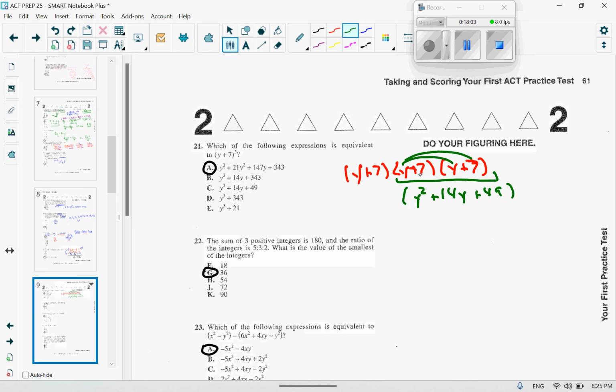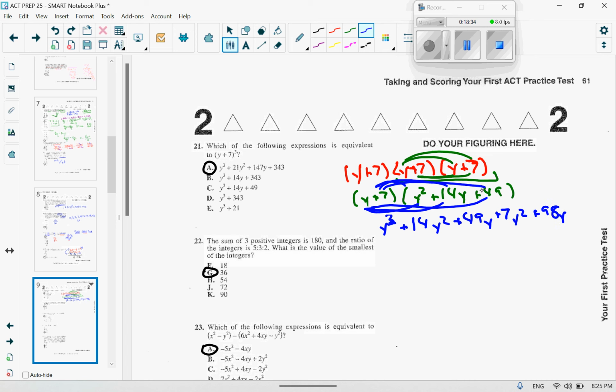Y times y, y times 7, 7 times y, 7 times 7. Combine like terms. And then, of course, we have to multiply it times the third factor. Y times y squared is going to give me y cubed. That gives me 14y squared. It's going to give me 49y. It's going to give me 7y squared. It's going to give me 98y. And this gives me positive 343.